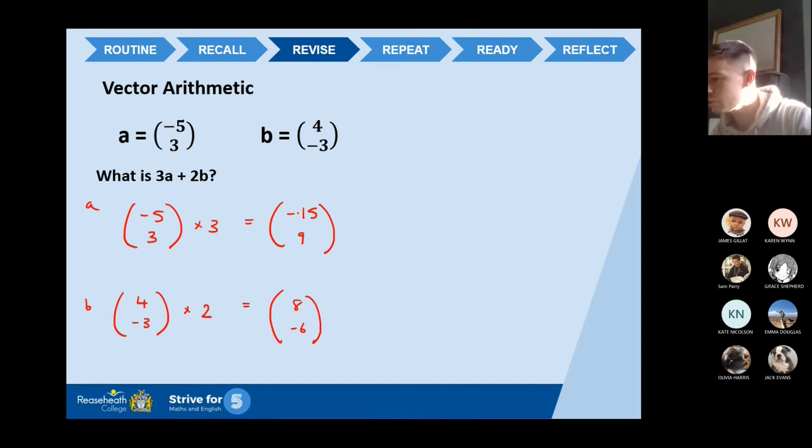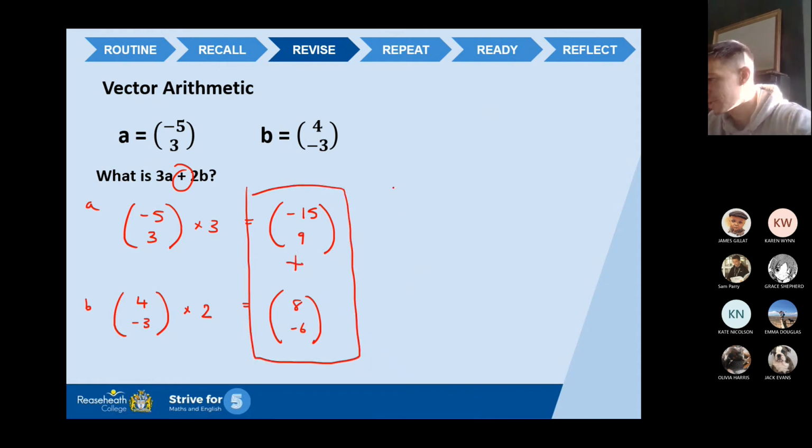Okay, what do I need to do? I need to add them. So let me just do this up here now. So I'm going to be adding. Let me just show you these. I'm adding these together. So let's do it so they run next to each other, make my life easier. So minus 15 and 9, and I'm adding 8 and minus 6.